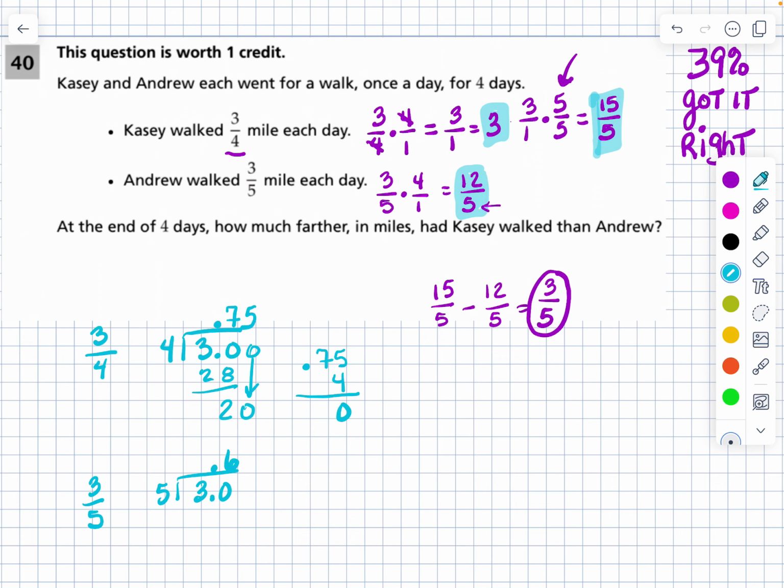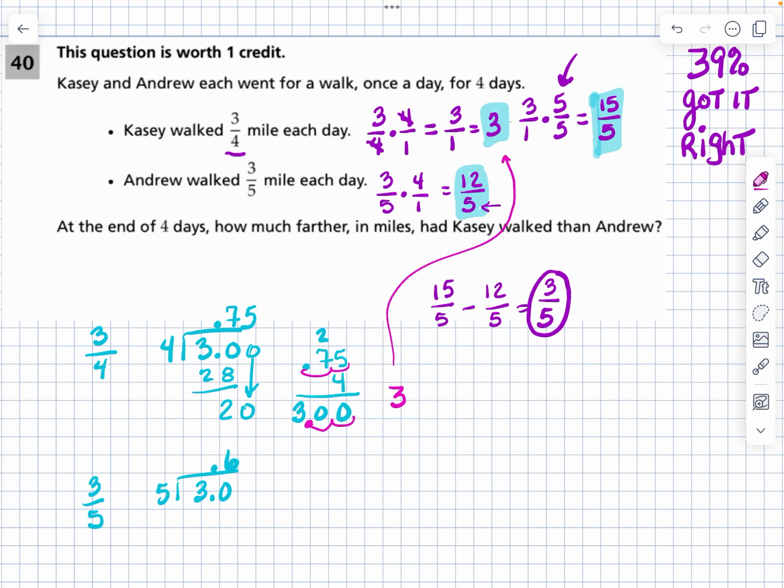So 4 times 5 is 20, 4 times 7 is 28, plus 2 is 30. And then we have 2 decimal places that we need to contend with, 1, 2. So this answer is 3, which, if you notice, is the same as right there. And now this one, we've got 0.6 times 4. 4 times 6 is 24. And then we've got the 1 decimal place over, so it's going to be 2.4 here.